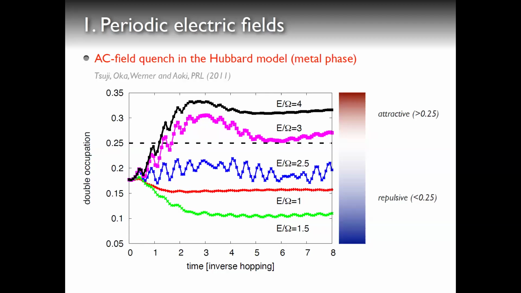which indicates that the interaction effect increases through the action of the field. On the other hand, for stronger amplitudes, you see that the double occupation goes up, and eventually it crosses this threshold of 1/4, which in equilibrium is the highest double occupation that we can get for positive temperatures in a repulsive system. So if we cross this threshold, it indicates that somehow the interaction has been switched from repulsive to attractive.